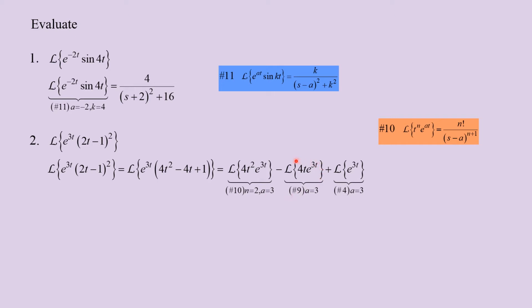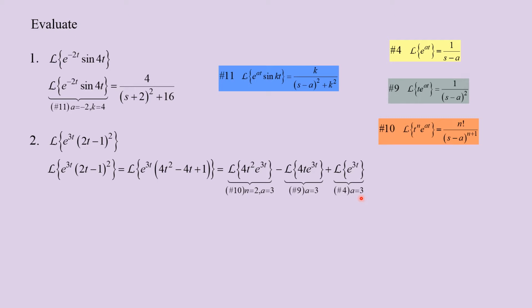And for this part here, we need to apply formula number 9. Laplace transform of t e to the power of at is equal to 1 over (s minus a) squared. A in this question is equal to 3, and this function is multiplied by the constant 4, so 4 can be factored out. Plus the Laplace transform of e to the power of 3t, this is formula number 4. Laplace transform of e to the at equals 1 over s minus a. So what we have to do is to substitute a by the number 3.